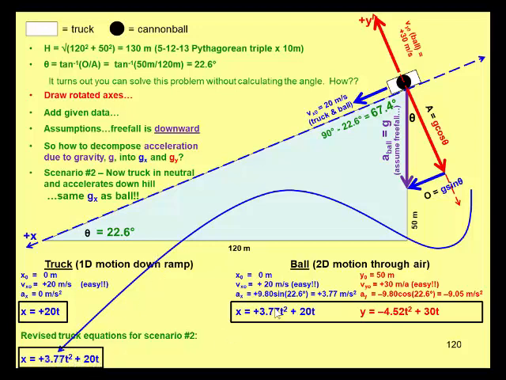plus 20t. Now you'll notice our x components match up, and so the x positions of both the ball and truck are going to match as the truck is accelerating on the ramp. The ball is going to be right over it at all points in time and drop right in. So it turns out to be an easy solution.